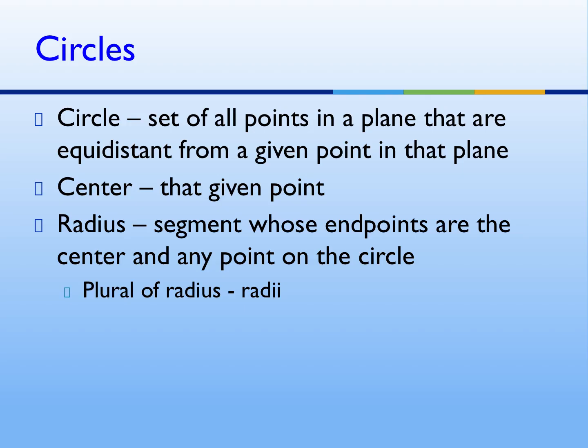On the next slide, it says we have 3 different definitions. We have the definition of a circle, what the center of a circle is, and what a radius is, okay? A circle is the set of all points in a plane that are equidistant from a given point in that plane. Go ahead and copy down that definition. And then I want us to actually draw it out.